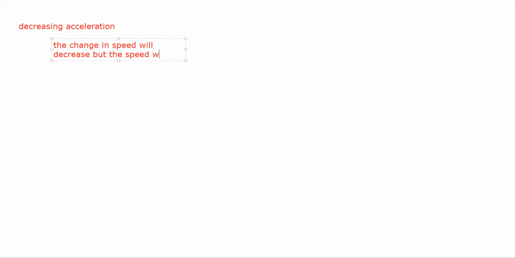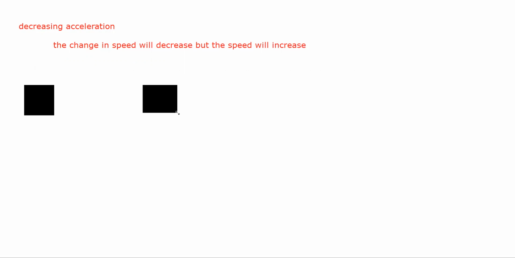Then the last part is decreasing acceleration. There's a difference between decreasing acceleration and deceleration. The term decreasing acceleration does not mean deceleration. Decreasing acceleration means the change in the speed will decrease. But the speed will increase. So speed is increasing, but the change in the speed is decreasing. We call this decreasing acceleration.